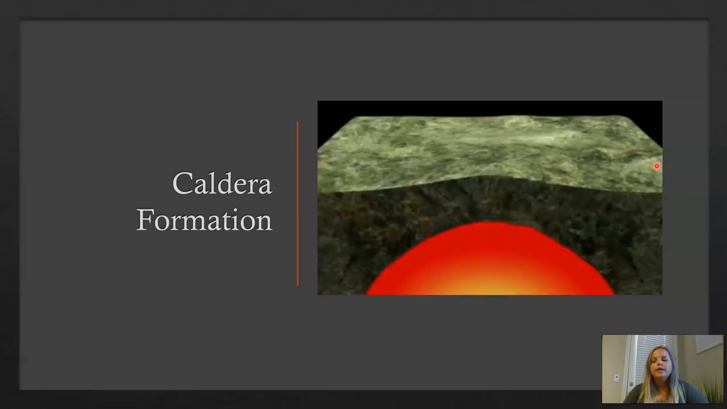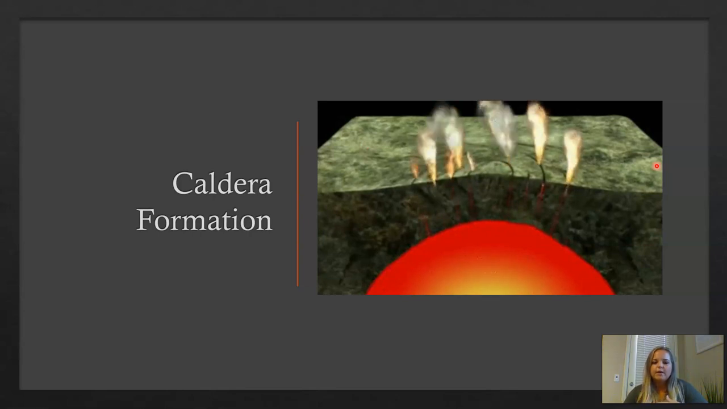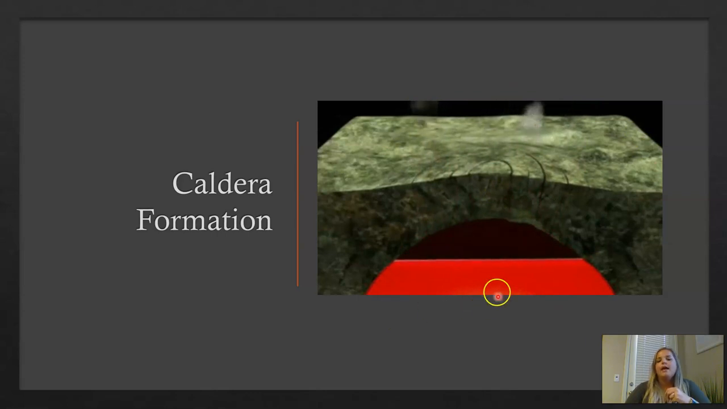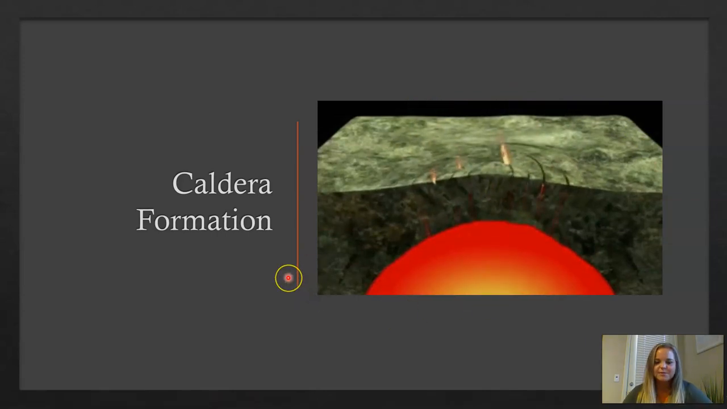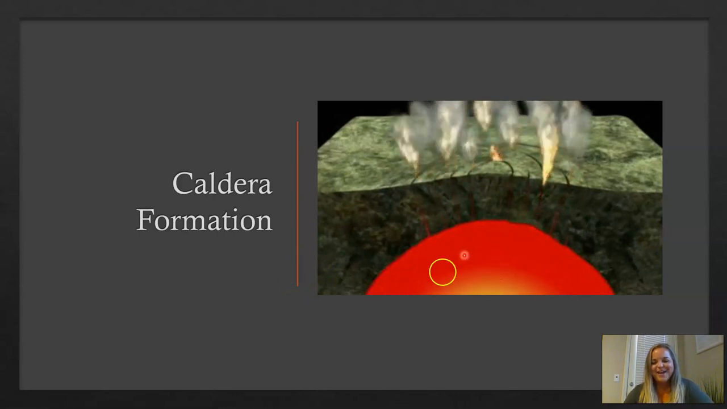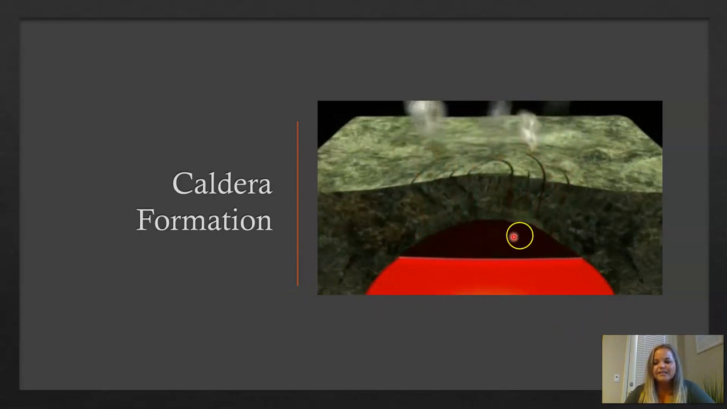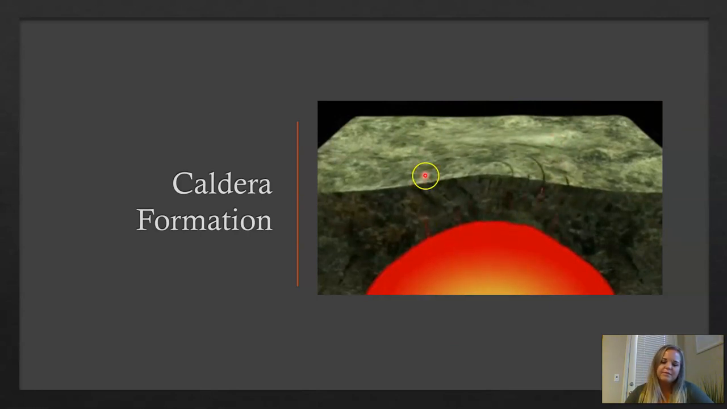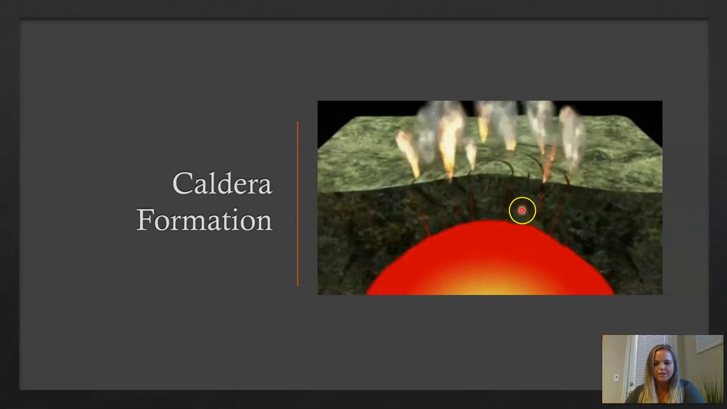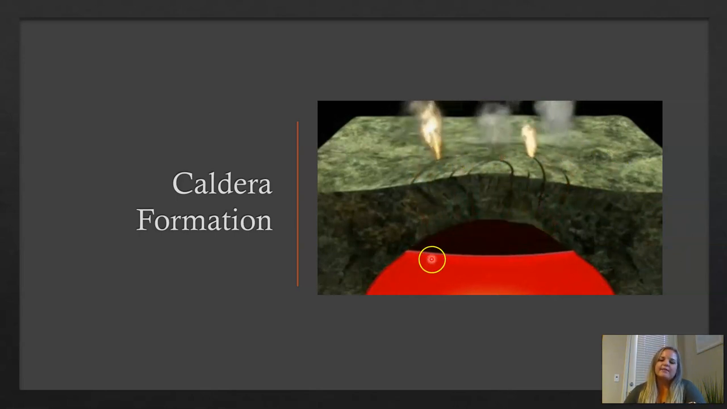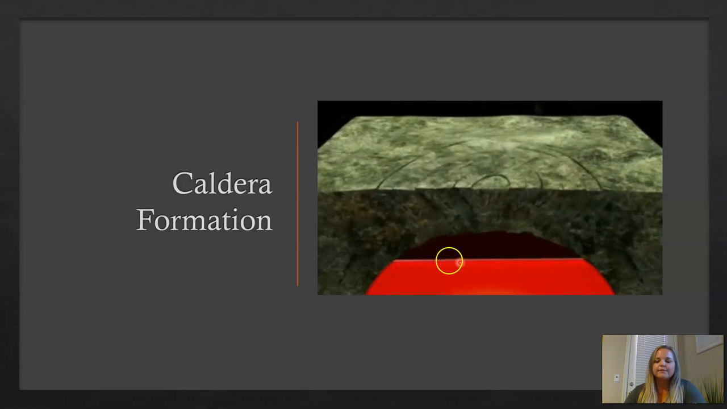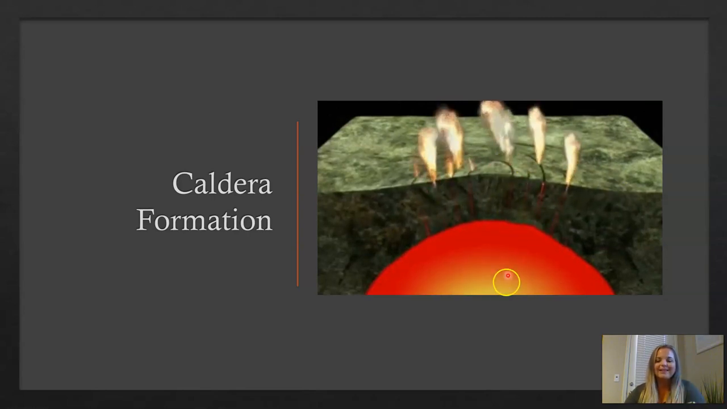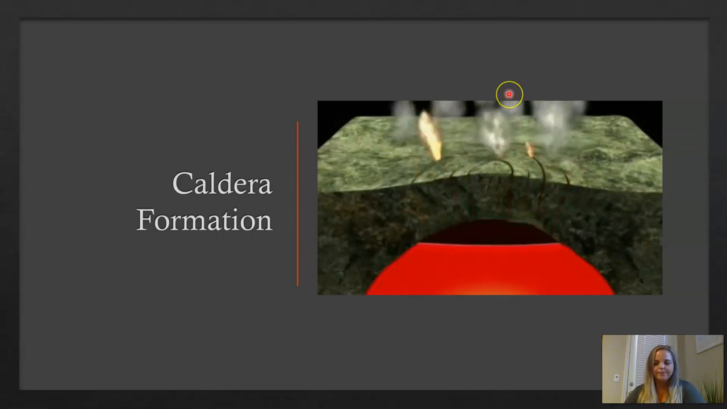Okay, so here's a little animation of a caldera formation. So you have magma down here below the surface. And there was our eruption in the background. So we have magma here in the chamber. It's escaping through these different vents and erupting from below the surface out onto the surface. And then eventually this area is void of material, so the rock above will collapse in and form the crater.